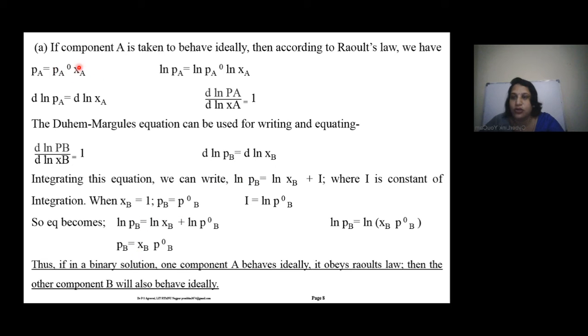That means start from Raoult's law, reach the Gibbs-Duhem-Margules equation. From the Gibbs-Duhem-Margules equation, start with B and reach Raoult's law again for B. That means if in a binary solution A was obeying Raoult's law, using the Gibbs-Duhem-Margules equation we will reach B and show that B also obeys Raoult's law. That means A is behaving ideally, so B is also behaving ideally. If any one of the components is behaving ideally, the other component must behave ideally.